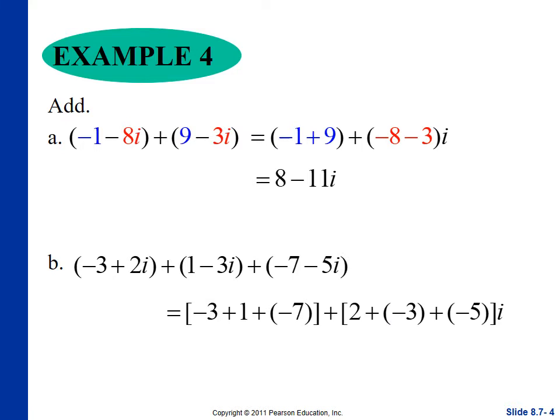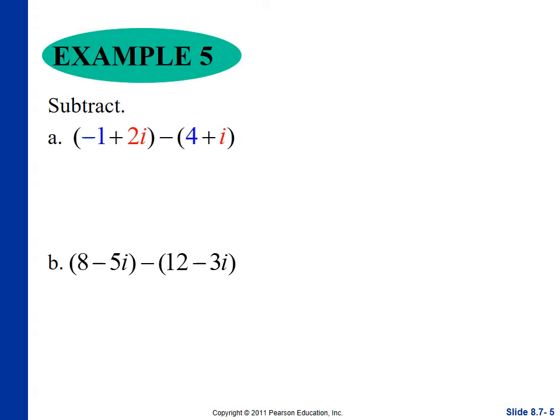Over here we're going to do the same thing. We're going to take -3 plus 1 plus -7, and then 2 plus -3 plus -5, and then multiply that quantity by i, and get -9 minus 6i. Basically, I just find it easier to treat i like a variable, but this is the publisher's version of how they want to demonstrate it.